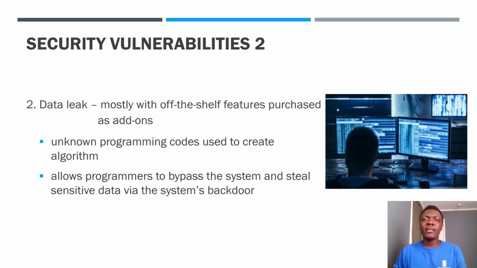Next is data leak. This mostly happens to AI features that are purchased as add-on to other platforms. In most cases, the origin and full capabilities of the codes used to write these algorithms are unknown. This therefore raises a lot of questions, and one of them is whether the feature will be able to allow programmers to bypass the system and then steal sensitive data for their personal usage or for their profit.